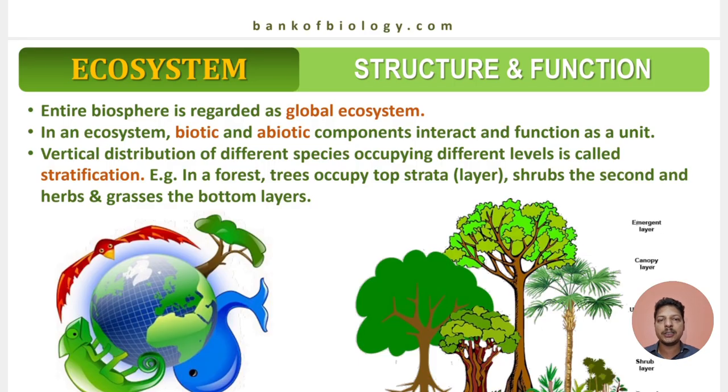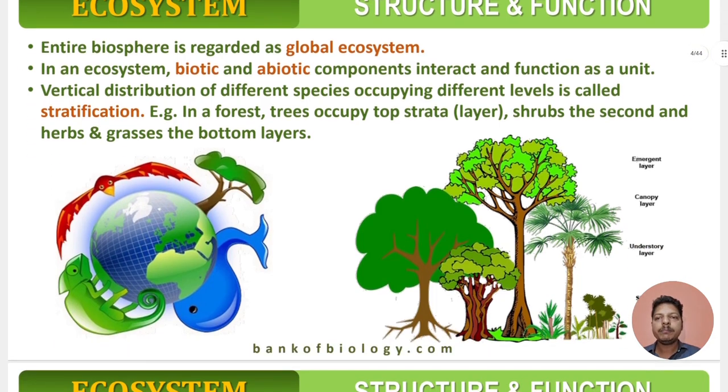Vertical distribution of different species occupying different levels is called stratification. Remember, the important term is stratification. So what is stratification? It is the vertical distribution of different species occupying different levels.